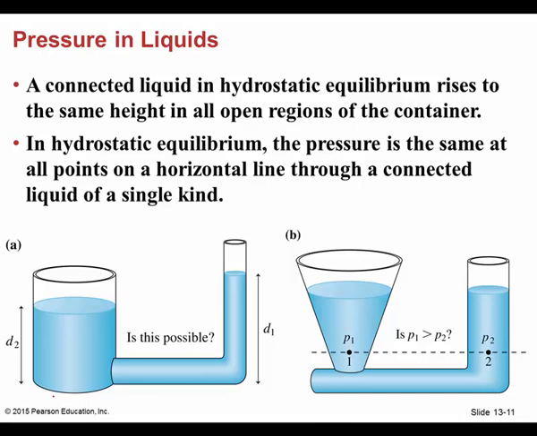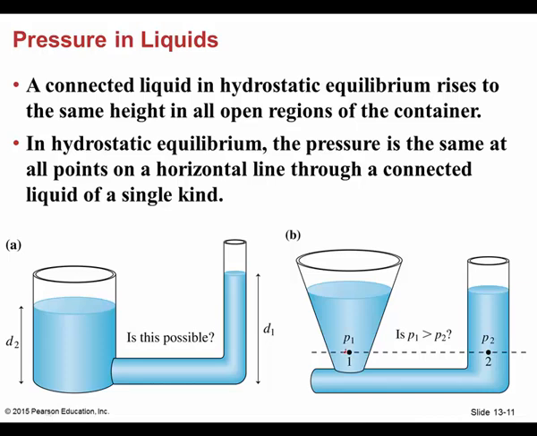Now, pressure in liquids. Now, this is really unique. If you take two containers, two columns, and you connect them, and notice it says a connected liquid in hydrostatic equilibrium rises to the same height in all open regions. So in other words, what do they mean by that? They say, look, if you take two different shaped containers and you put the liquid in them and they're all connected, they should rise to the same height, okay? So in hydrostatic equilibrium, the pressure is the same at all points on a horizontal line through the connected liquid of a single kind, okay?